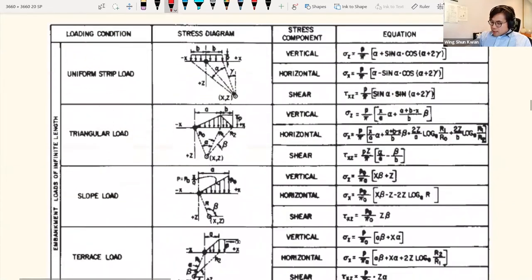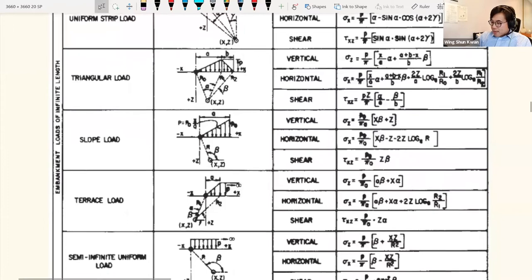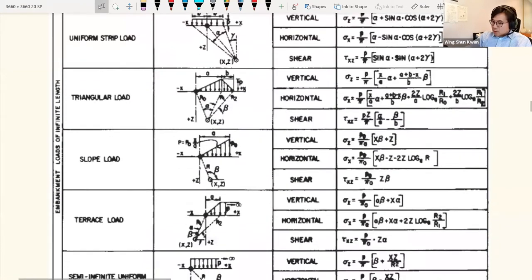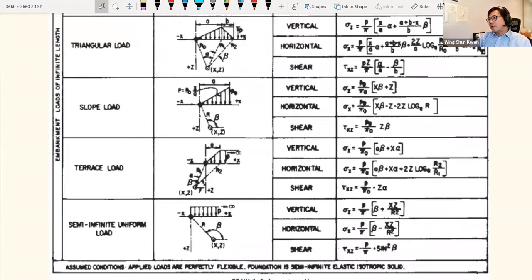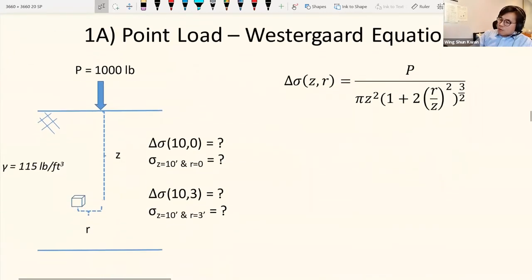So beyond that, you even have more complicated loading patterns. It could be a strip load, a triangular load, a slope loading, and so forth. The DM 7.1 manual tries to capture most of it. So let's start with our very first one.